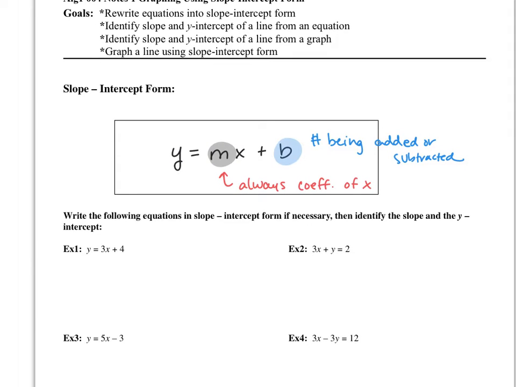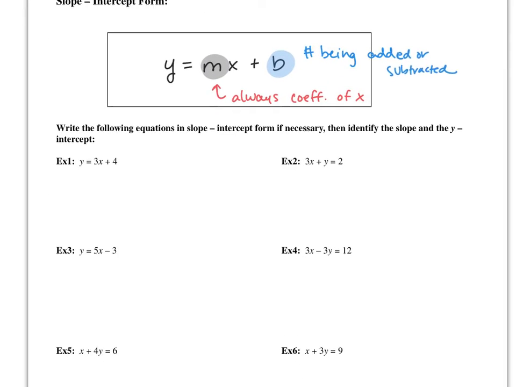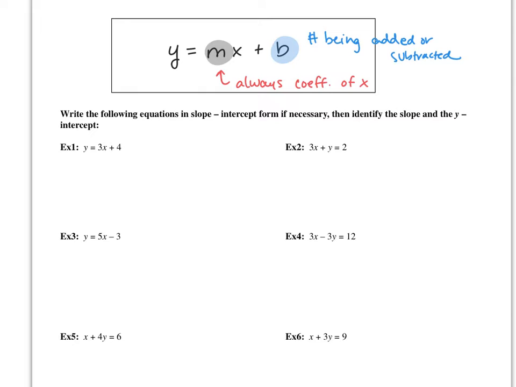It's also possible that this could be written in a different order, where the y-intercept comes first and then plus mx. We'll see an example of that in a second. But it's just important to remember that the slope is always the x multiplier. Once we identify these two items, then we're going to be able to use them to graph. So the first thing we're going to do is just practice identifying the slope and the y-intercept. Let's look at example 1.